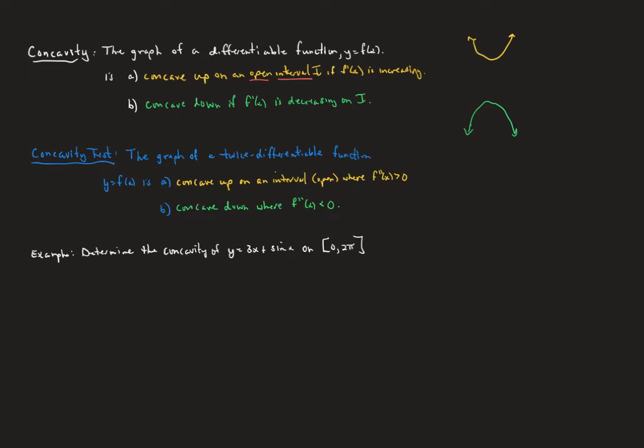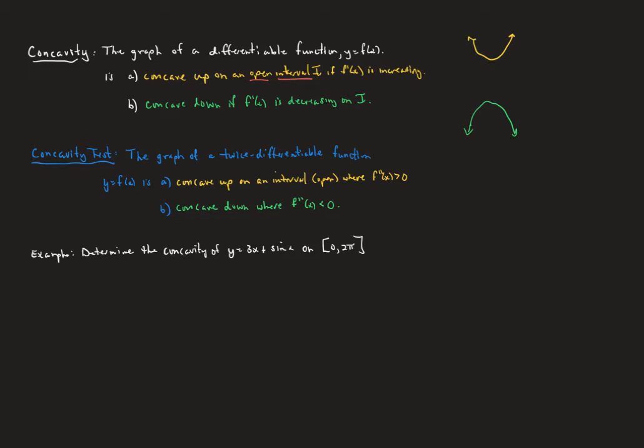Let's talk a little bit about concavity here. So the graph of a differentiable function y equals f of x is concave up on an open interval I if f prime of x is increasing. So always with concavity we're going to have open intervals.